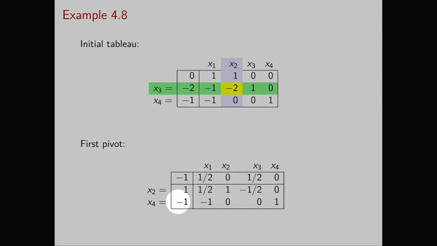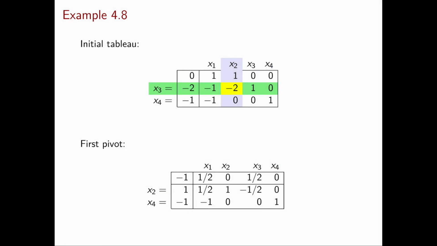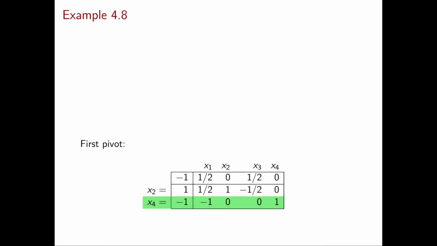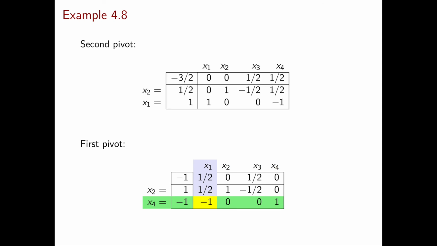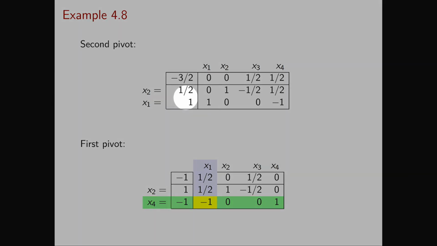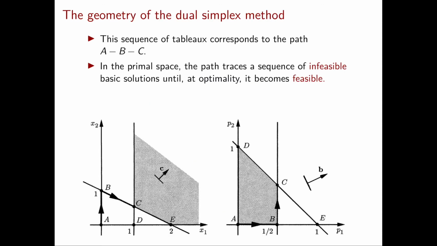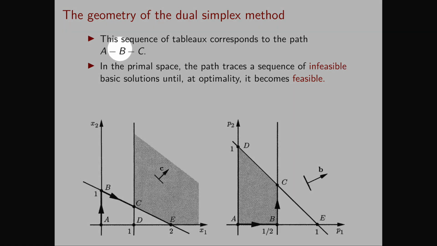We still have a negative entry in the zeroth column, and so the second row is the pivot row. There is only one negative entry in the pivot row, so the first column will be the pivot column. We now perform the pivot and we obtain the tableau on the top of the slide. Now the entries in the 0th column, except for the 0th row, are all greater than or equal to 0. This means that we found a primal basic feasible solution, which is therefore also optimal. And the dual simplex terminates. Now the sequence of tableaux that we've obtained corresponds to the path A, B, C.